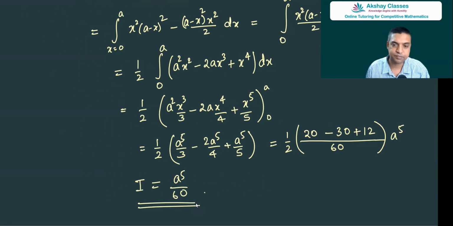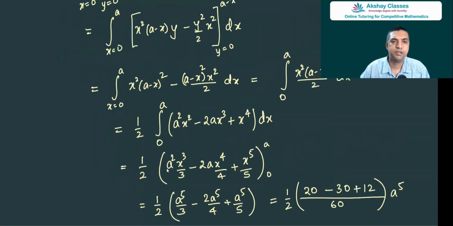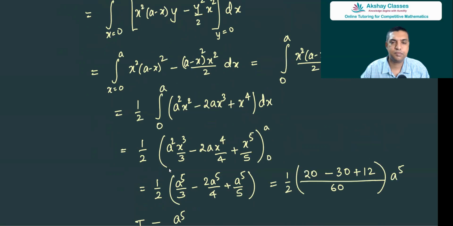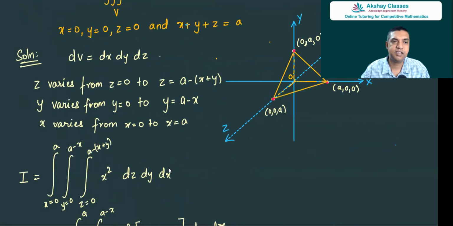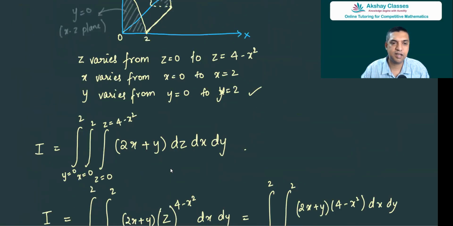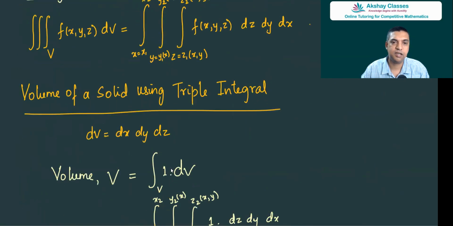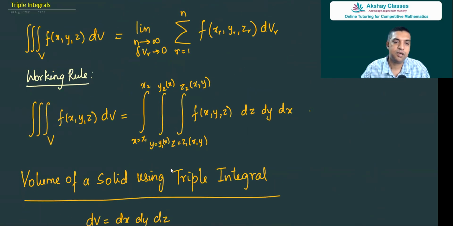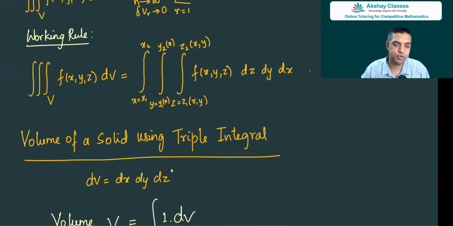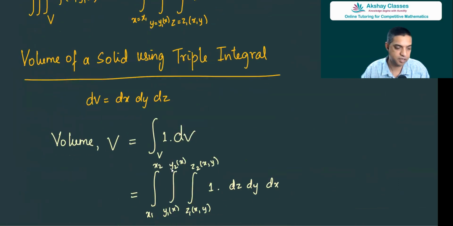Okay. So this is how triple integrals are evaluated. For finding a volume, you just use 1 into dx dy dz and appropriately choose the element and integrate.